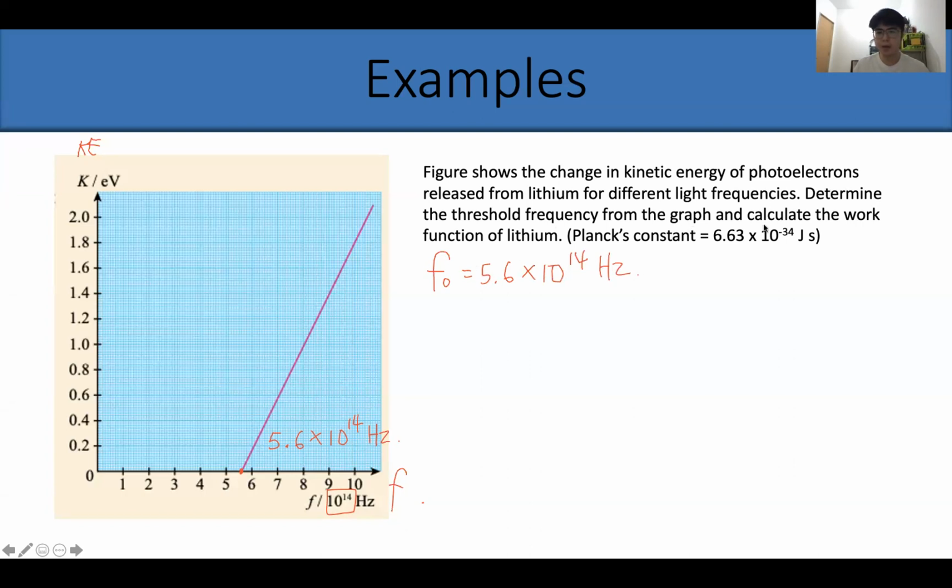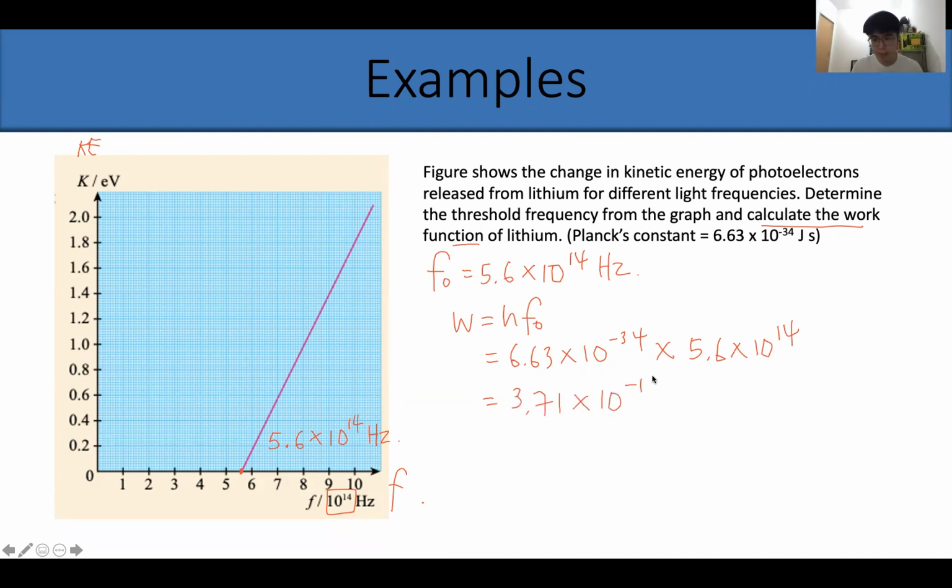And the question wants you to find the work function, W equals h f naught, 6.63 times 10 minus 34 times 5.6 times 10 to the 14. Okay. Answer is 3.71 times 10 minus 19 joule.